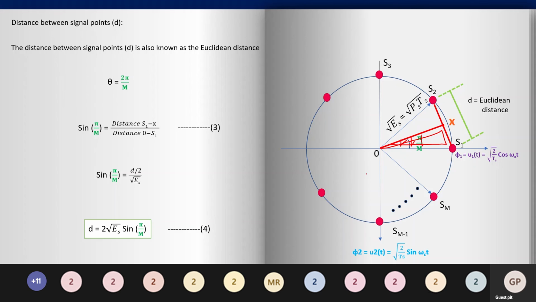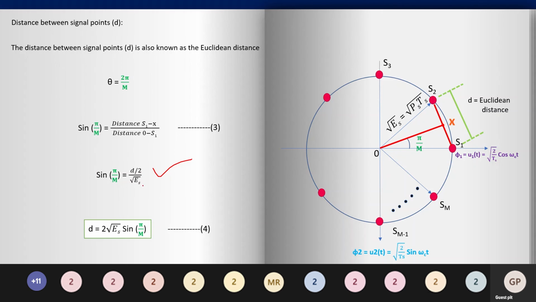As you can see, sine of pi by M is equal to the distance between S1 to X divided by 0 to S1. The corresponding value here is that we can take S1 to X as D by 2. Here we got the total distance D, so half of that will be D by 2. And 0 to S1, as you can see, the energy value, 0 to S1, 0 to S2, is root ES. So we can take this value as root ES too. As a result, sine of pi by M is equal to D by 2 root ES.